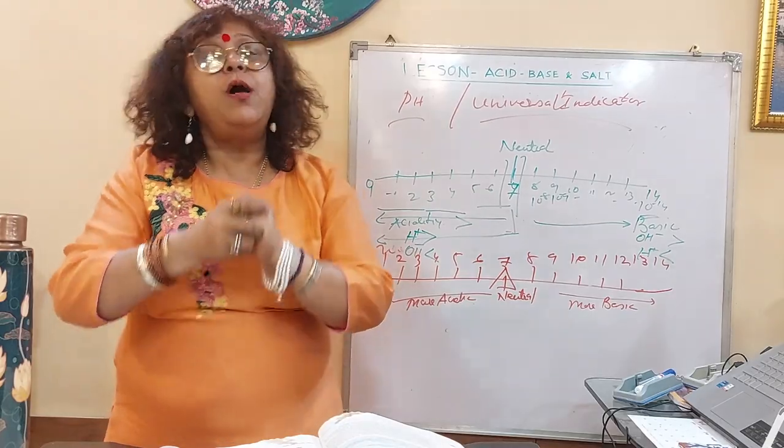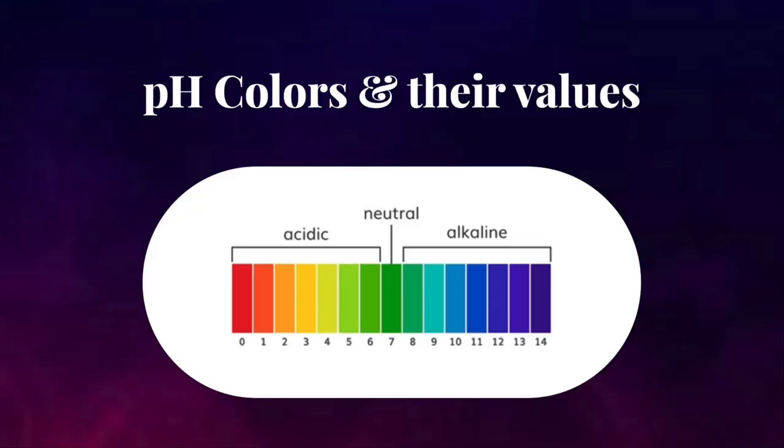So you should know the colors of some of the solutions. If the color is dark red, the pH is 0. If the color is red, it is 1. If it is again orangish red, it is 3. If it is orangish yellow, it means the pH is 5. If it is green, it is 7. They can ask you, giving you the color, what is the pH of the particular solution. If it is completely violet, it is 14. If it is dark purple, it is 12.